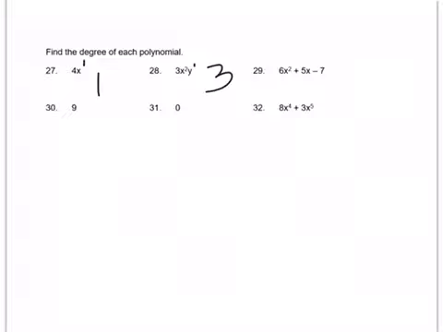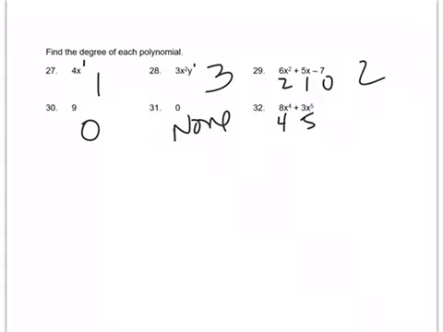Number 29, okay, here we've got a trinomial. So we find the degree of each monomial. Okay, so the first one is 2, the 5x is 1, the 7 is 0, and whoever's the biggest wins. So this one is to the second degree. 9, okay, it's just a single number, but it doesn't have any exponents on any variables. So that means it's to the 0th degree. And if it is 0, it has none, no degree. Okay, number 32, we got a 4, we got a 5, so the whole thing is a 5.